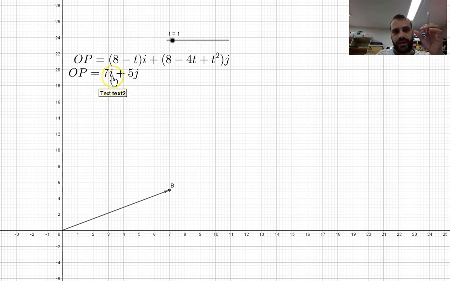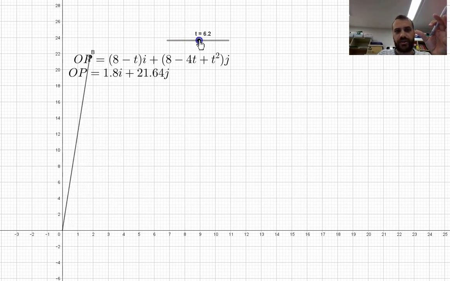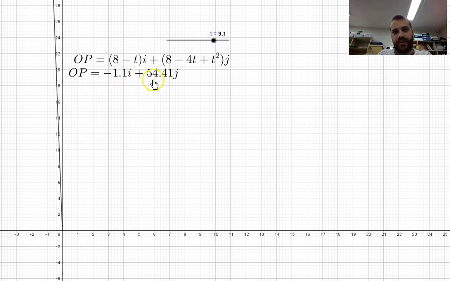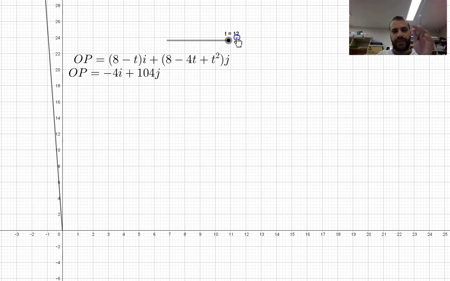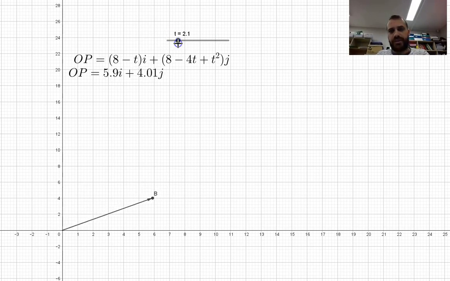When t equals 1, i is 7 and j is 5. We can see as time moves forward, our particle shifts downwards, downwards, downwards, and then it starts to move upwards and takes off into space here. Our i component becomes negative, and our j component really takes off. Let me do that back a couple of times. It's like a parabola going on there, and that parabolic shape is being created by this component here.